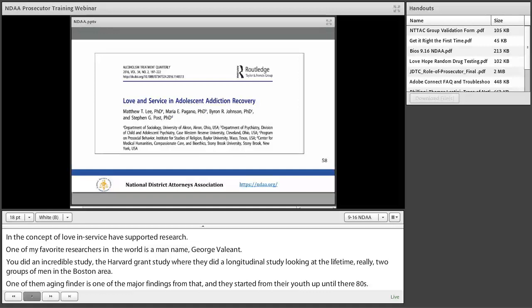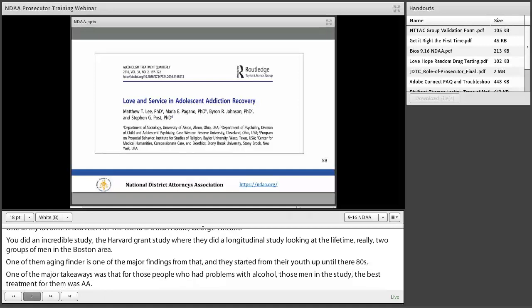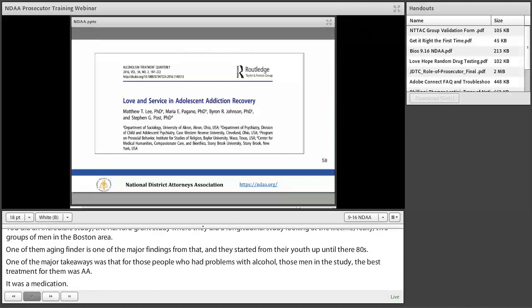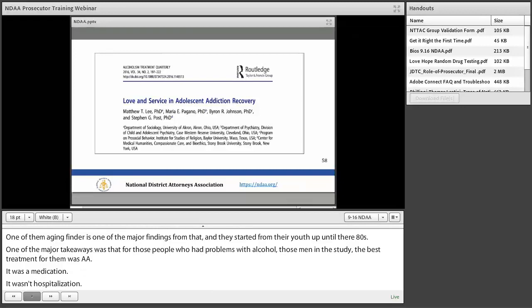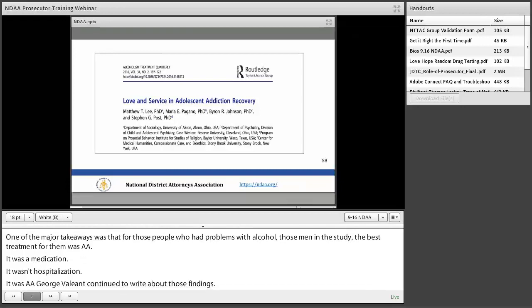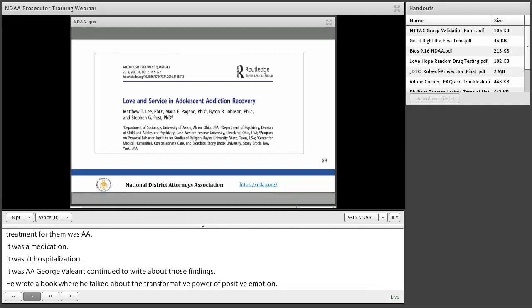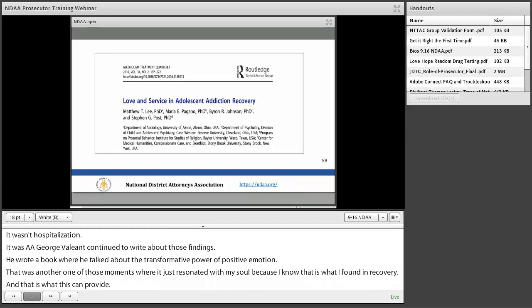It was AA. And George Valiant continued to write about those findings, and he wrote a book where he talked about the transformative power of positive emotions. And that was another one of those moments where it just resonated with my soul, because I know that's what I found in recovery. And that's what this can provide. Now, we know that AA is not for everyone.